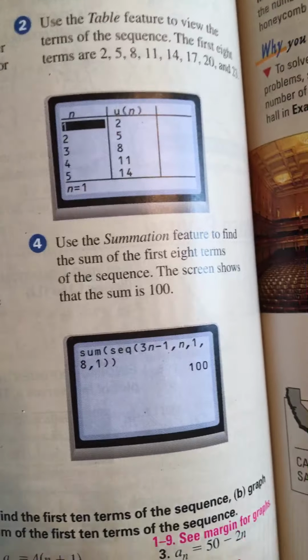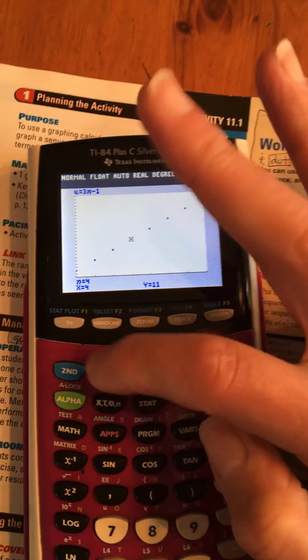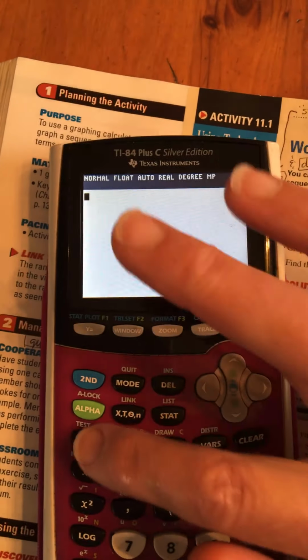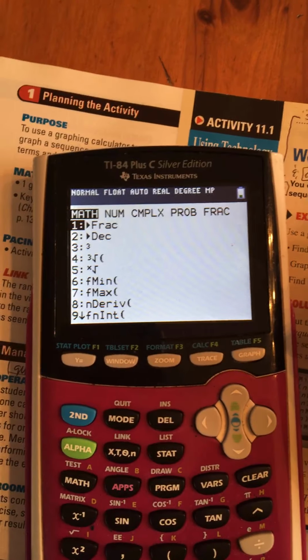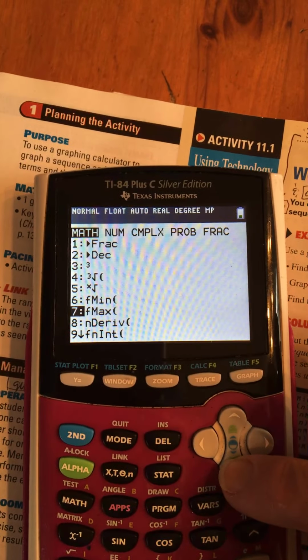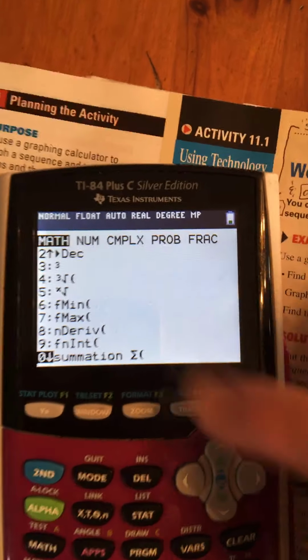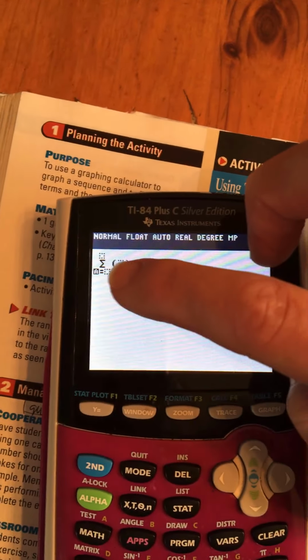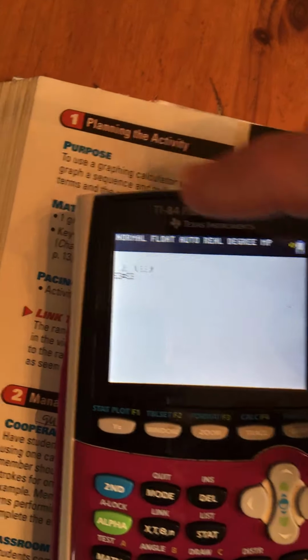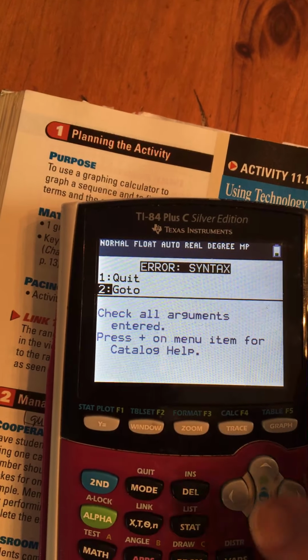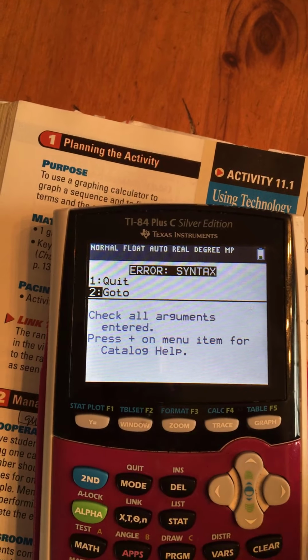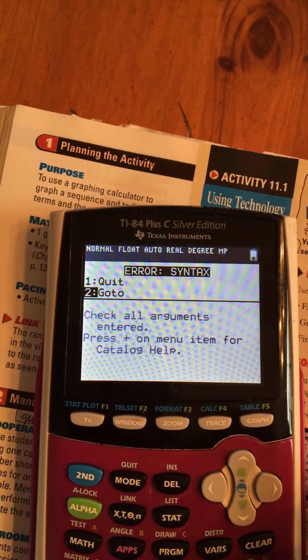Okay, then the next thing we're supposed to do is find the sum of the first 8 terms. So we got to get off of graphing, so we're going to say quit. And now we're going to the button that says math, which is always funny because it's ironic, isn't it? And we go to where it says summation. And now we want to put in, if we just hit enter, that should say n. Oops, sorry. I think my blinker was at the wrong thing.